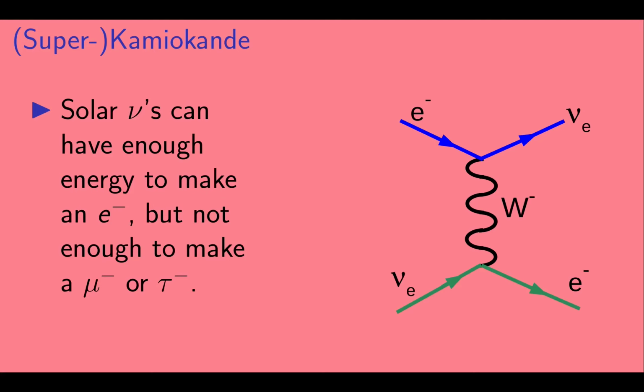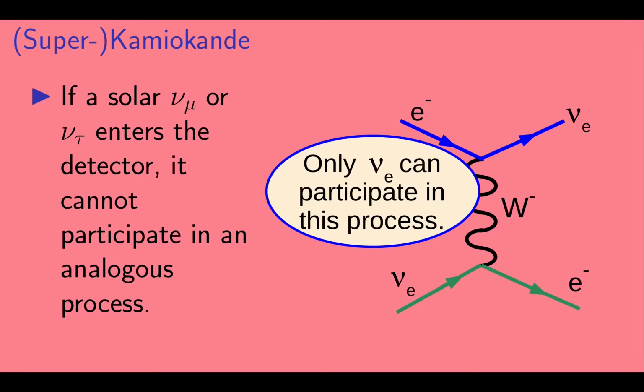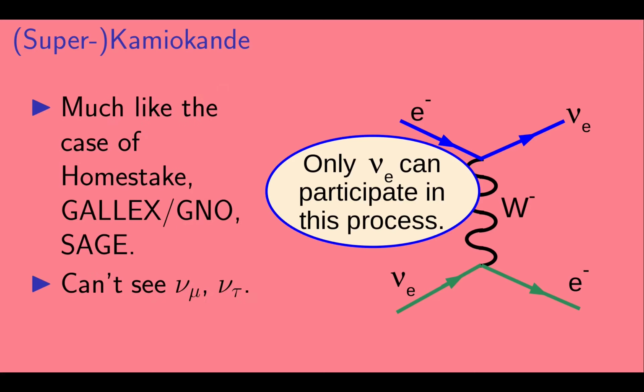As we've said before, solar neutrinos can have enough energy to create an electron, but not a muon or tau. So any solar muon or tau neutrinos entering the detector cannot participate in an analogous process. Only electron-flavored neutrinos can. This is a lot like what we saw with Homestake, GALLEX/GNO, and SAGE. With this process, you can't detect solar muon or tau neutrinos.